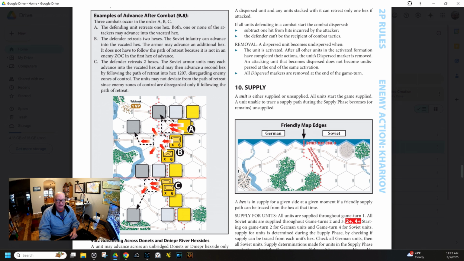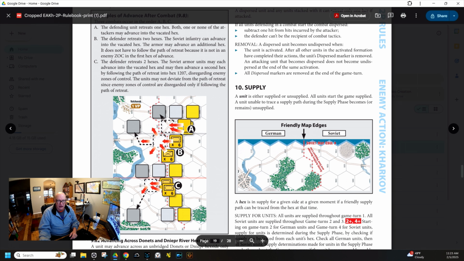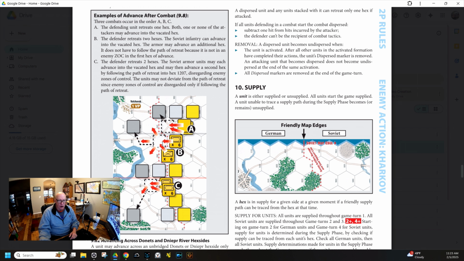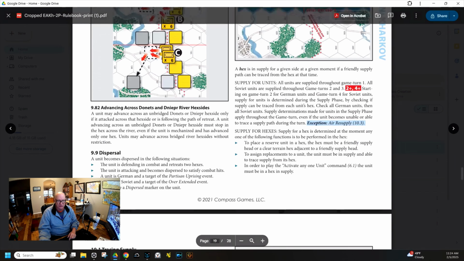Advancing after combat works the same type of way, right? So down here, A, the defending unit retreats one hex. Both or none of the attackers may advance into the vacated hex. That's pretty self-explanatory. In B, the defender retreats two hexes. The Soviet infantry can advance into the first hex because the infantry can only go one, but the armor unit can advance two, right? So again, same kind of rules.